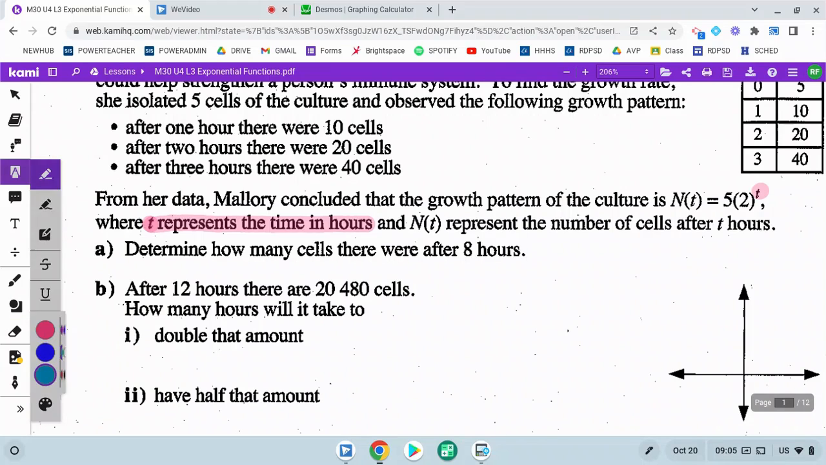Okay. And then it says n of t, which we can highlight that entire thing, represents the number of cells after the t hours. So I'm just going to do number of cells. Okay. So now I know what each of those pieces in my formula represent, and that way I won't forget that.